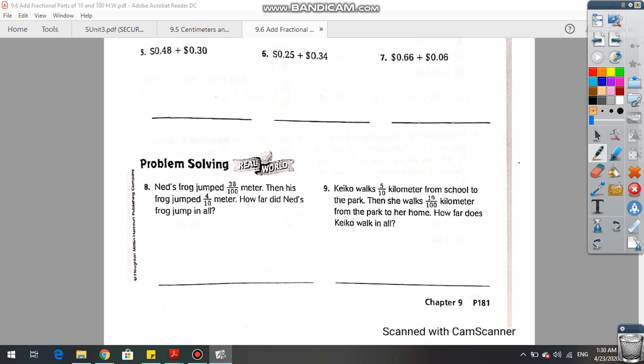Now guys, we'll move on to number 8. Nate's frog jumped 38 hundredths meter, then his frog jumped 4 tenths meter. How far did Nate's frog jump in all? So I will add 38 hundredths plus 4 tenths. Can I add it? No. So what am I going to do? Put 0 here and 0 here. Why? Because I'm going to multiply it by 10. So 38 plus 40 is 78 hundredths. 78 what? Meters.